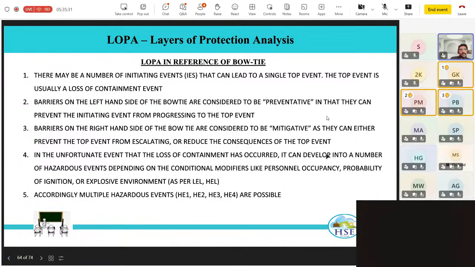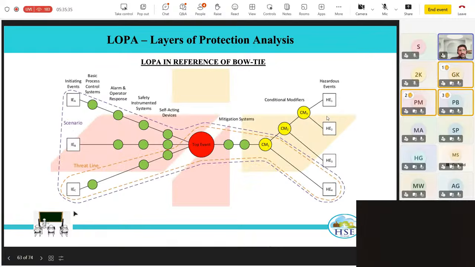Okay. So yeah, if you look at the previous slide to your left, there are multiple initiating events. These are different independent events that can all lead to a top event. You see here, each independent initiating event. Agreed. We'll discuss this later because this is a question.